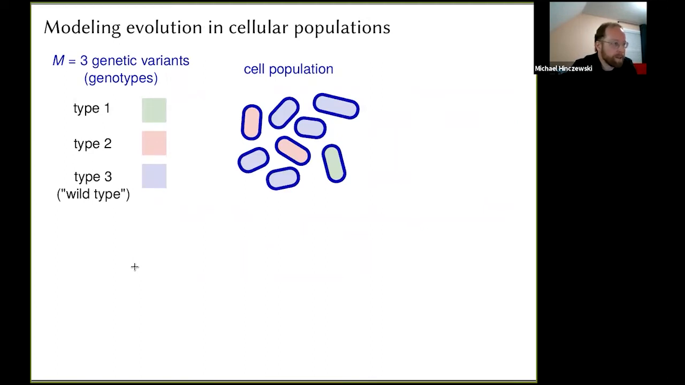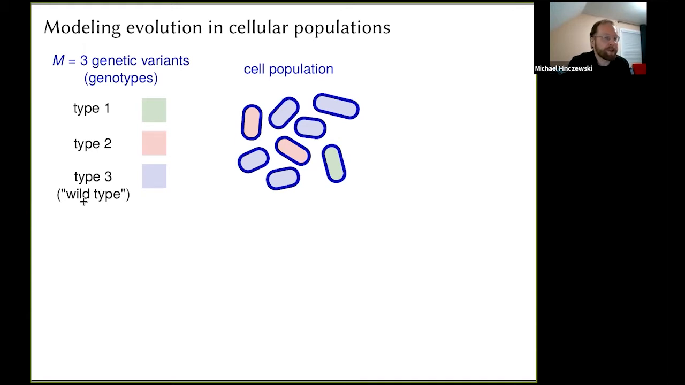Okay, so to do this, we're going to have to set up some kind of mathematical model for evolving cells. How that works is, let's say you have a cellular population and you have several different types of genetic variants. We'll call the number of variants M, capital M. In this case, it's 3. We're always going to use the convention that the Mth one, so in this case type 3, is our reference type. We'll call it the wild type. We'll think of the other types as essentially mutations off that reference. But in some sense, the reference type is just a convention.